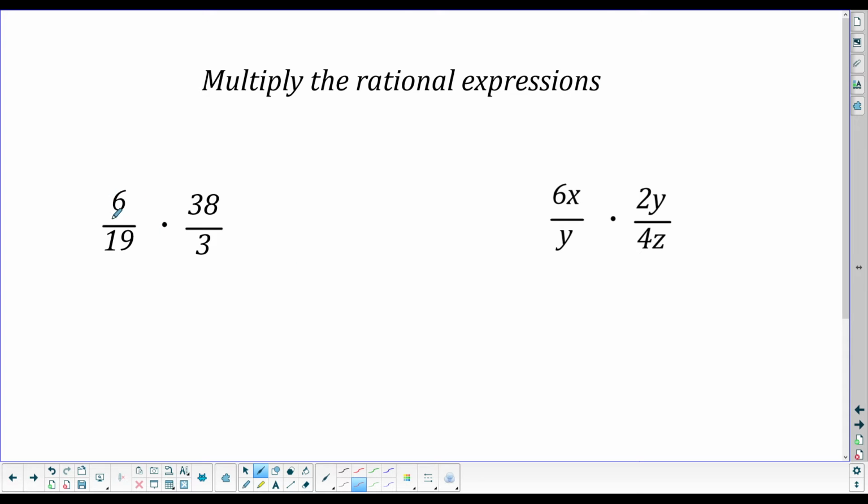So instead of writing 6 as 6, I'm going to write 6 as 3 times 2, right? And the same thing with 19. 19 is a prime number, I can't factor that. 3 is a prime number, but 38 is even, and so I can also write that as 19 times 2.